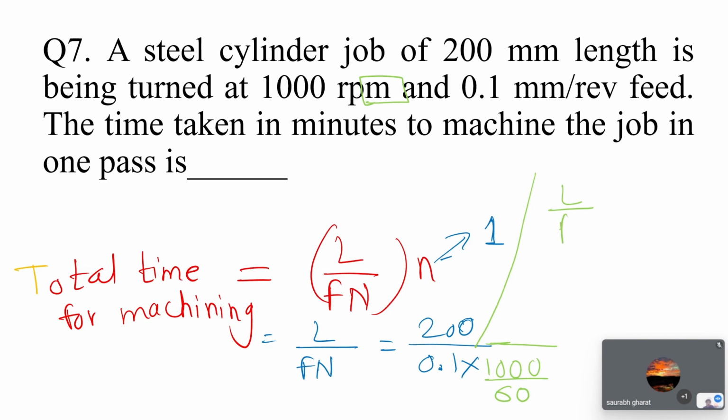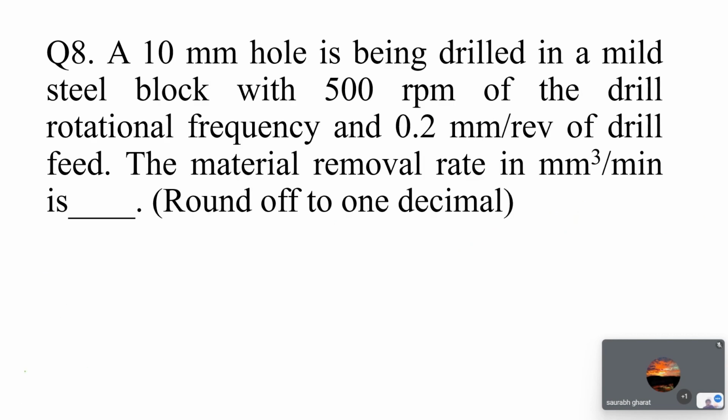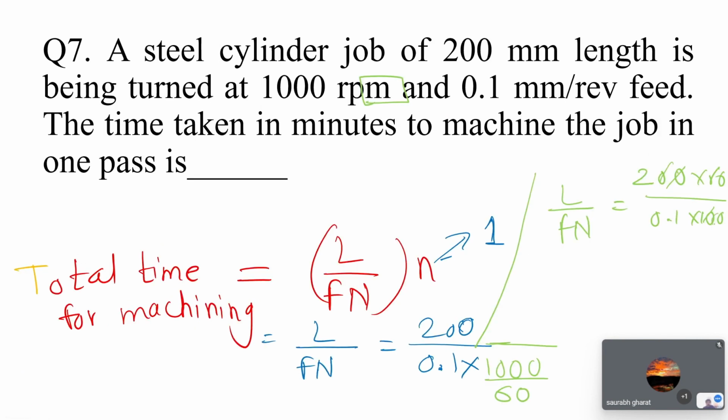Therefore our L by Fn is equal to 200 into 60, divided by 0.1 into 1000. To keep it simple, this 1000 and this 1000 cancel, this 0 and this 0 will go, and 60 and 60 will go. So what remains is 120, your answer. This is a very simple answer. Your answer will be 120 seconds.